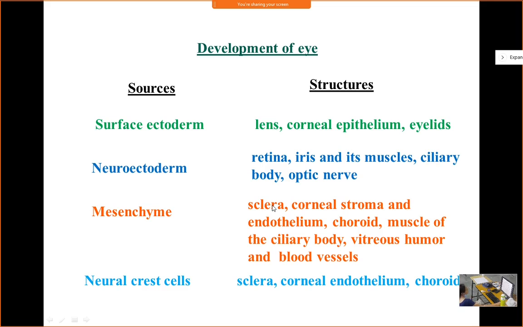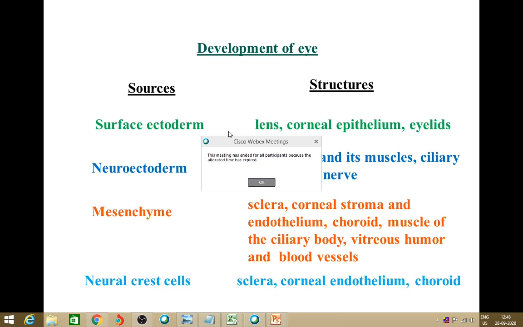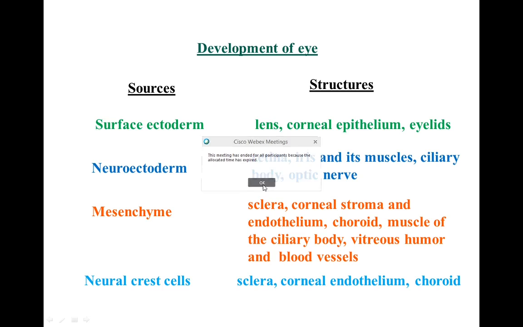And the mesenchyme will form the sclera, the corneal stroma, corneal endothelium, choroid, the muscles of the ciliary body, the vitreous humor, and blood vessels. The neural crest cells, which invade the mesenchyme, will also form the sclera, corneal stroma, and the choroid. Also they will form the vitreous humor.